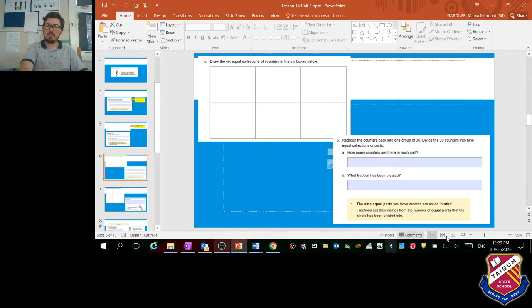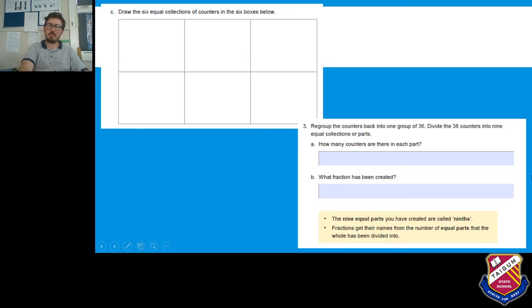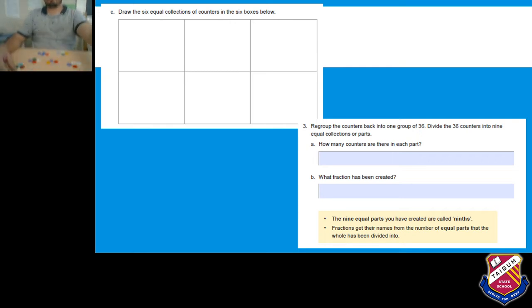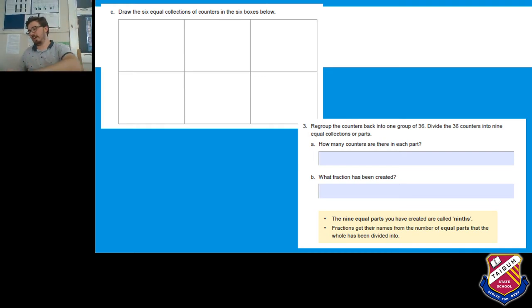So, if you look at 3A, how many counters are in each part? Off you go. Yes, there are 4 counters in each part. What fraction has been created? I'm going to get you to write that down by yourself. Off you go.